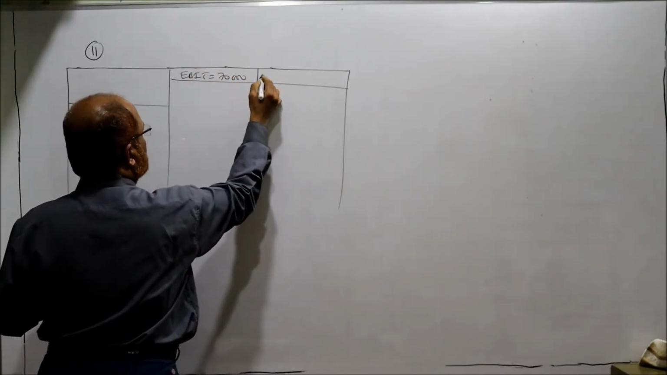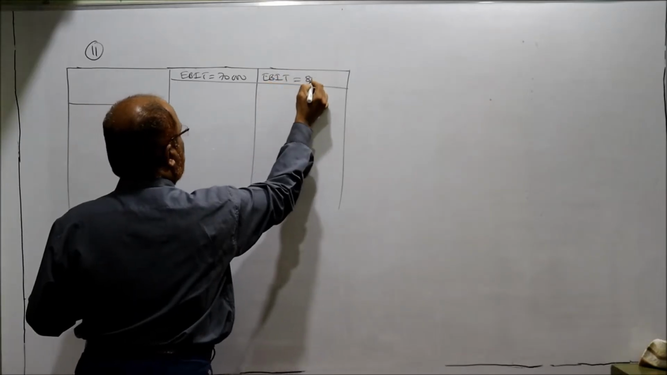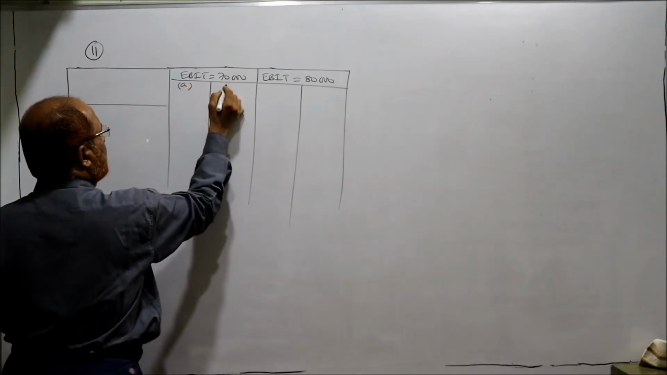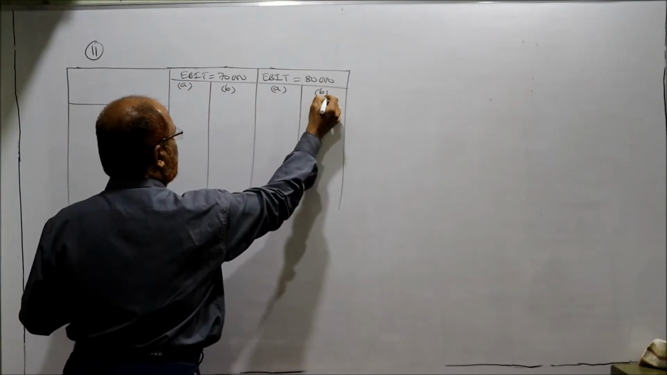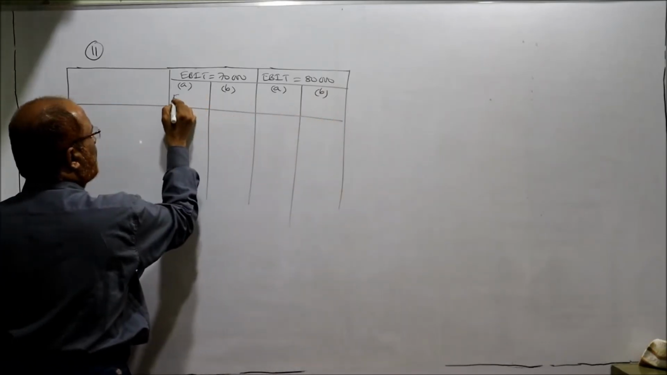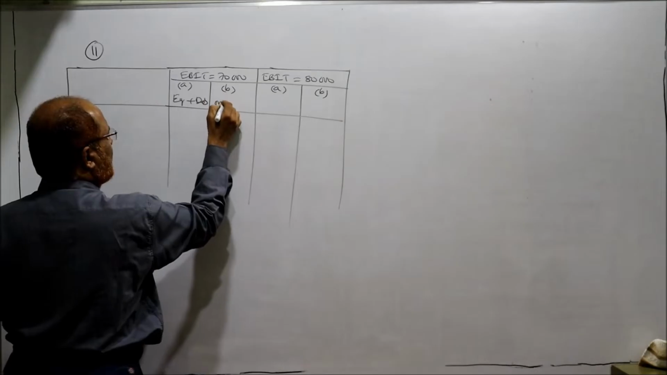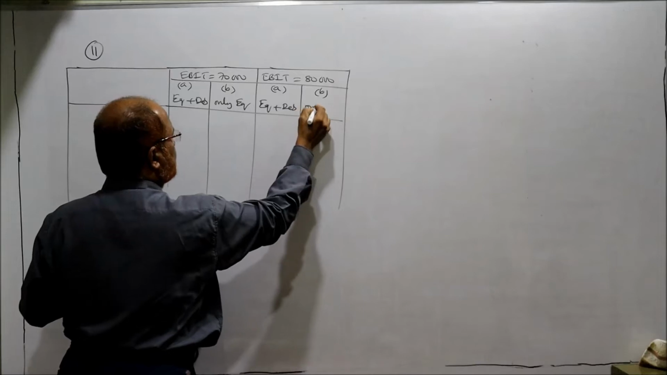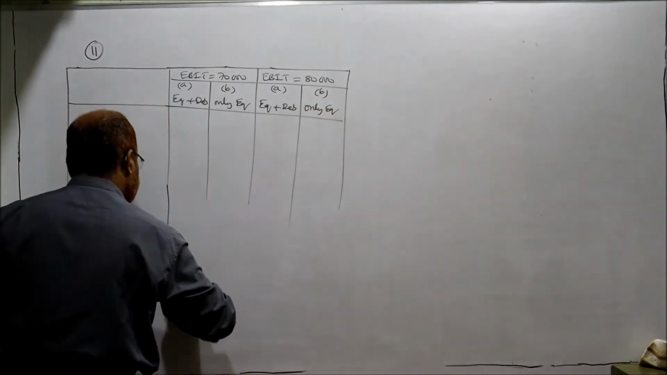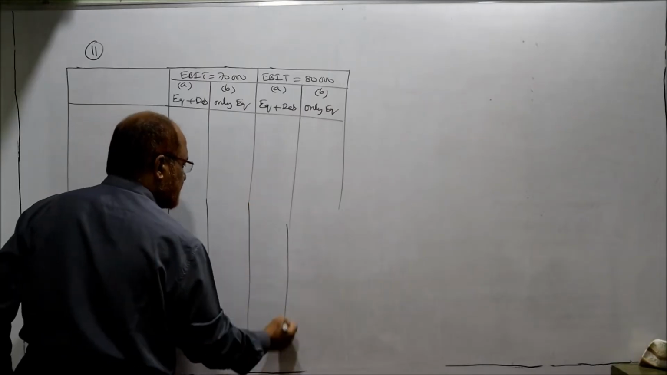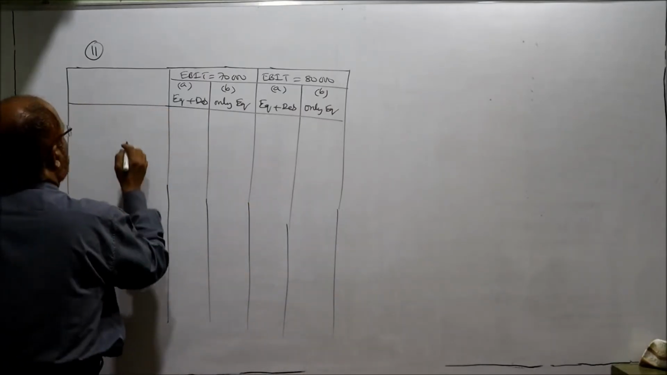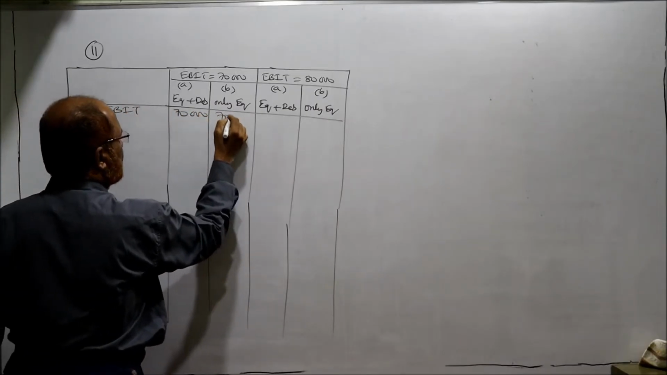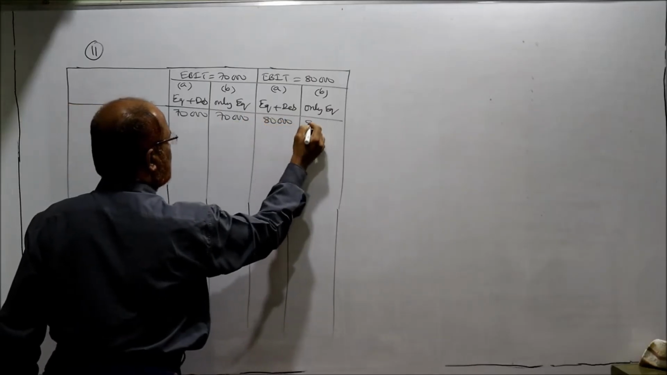So EBIT is 70,000, EBIT 80,000. So two plans we will make, here A, B, here also A, B. Here we'll take equity plus debentures. Here we'll take only equity. Equity plus debenture, only equity. Now EBIT: 70,000, here also 70,000, here 80,000, here also 80,000.